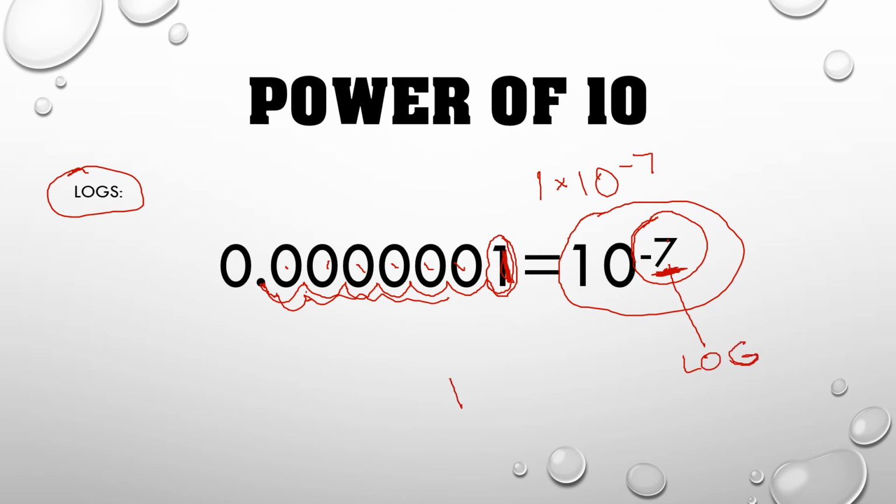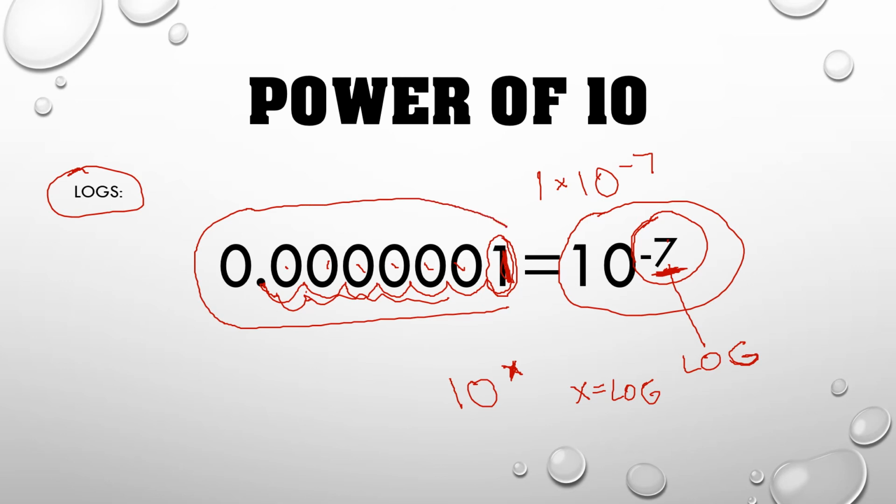So anytime you have a 10 raised to something, I'll just put x up here, this exponential x would be the log of it. And in the case of 10 to the negative 7th, the log would be the negative 7, and the answer would be this over here, 0.0000001.